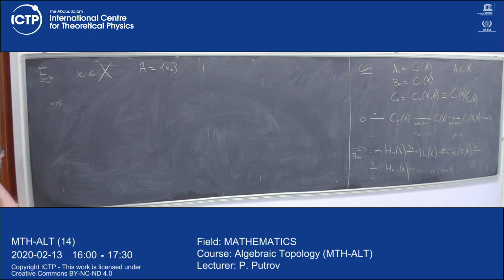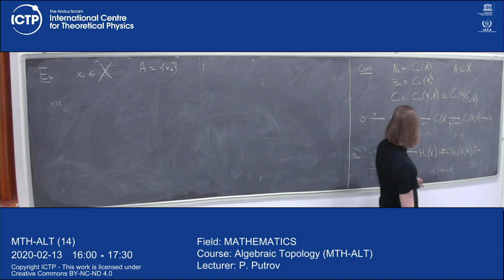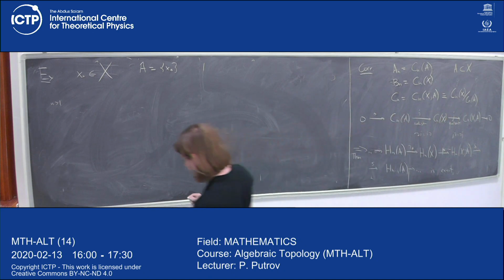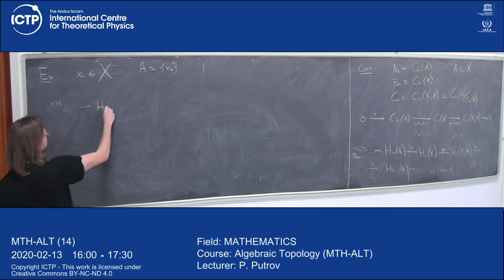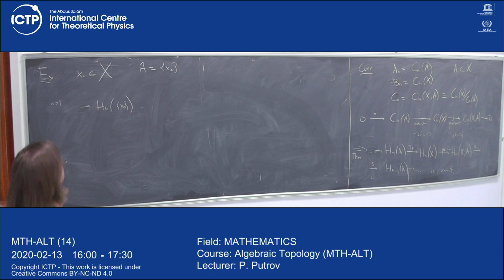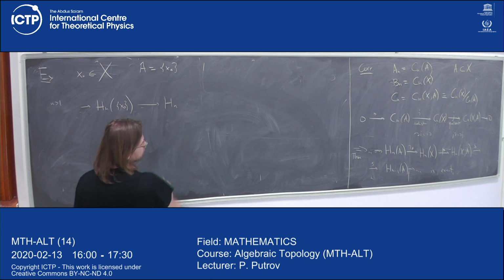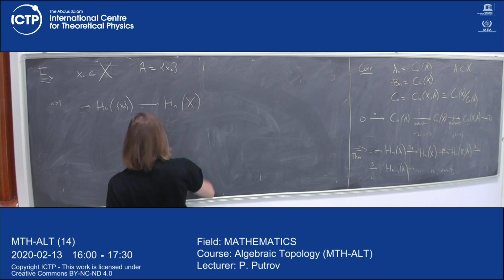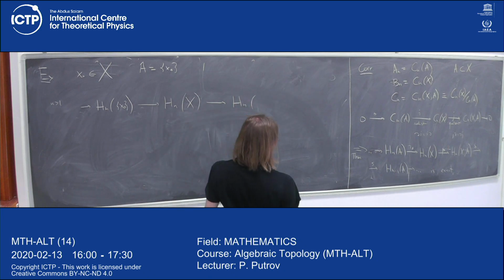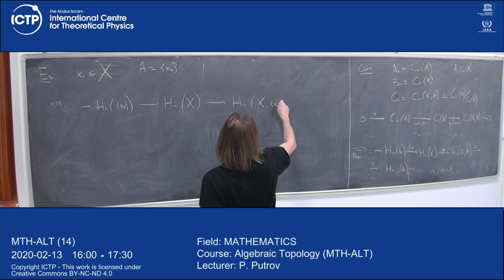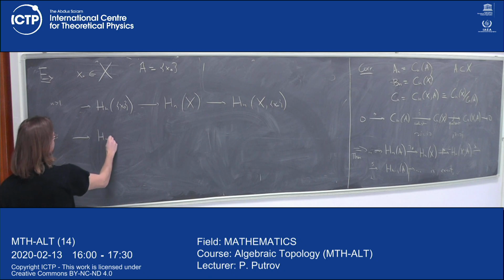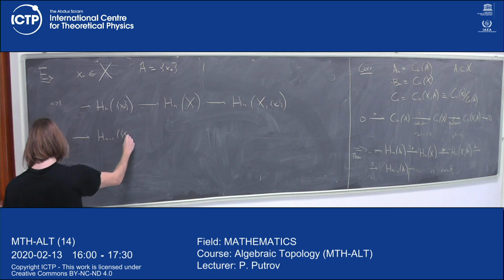Okay, so first let's see how this long exact sequence looks when n is greater than 1. Let me just write it explicitly. So this is the Hn of my point, then Hn of X, and its relative Hn, relative to the point. And then we go like this.